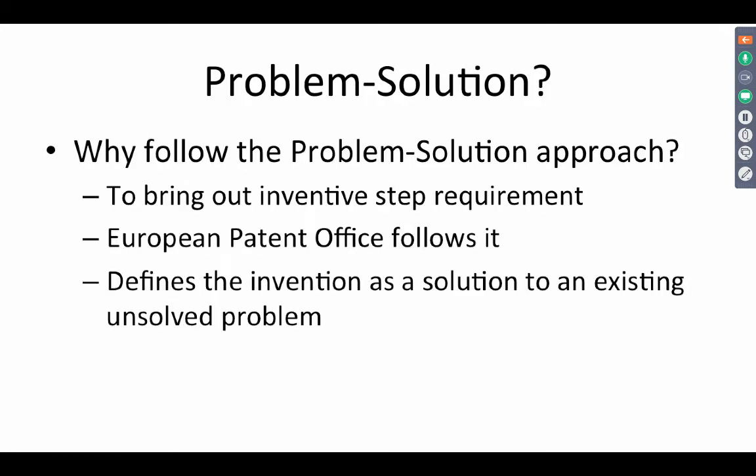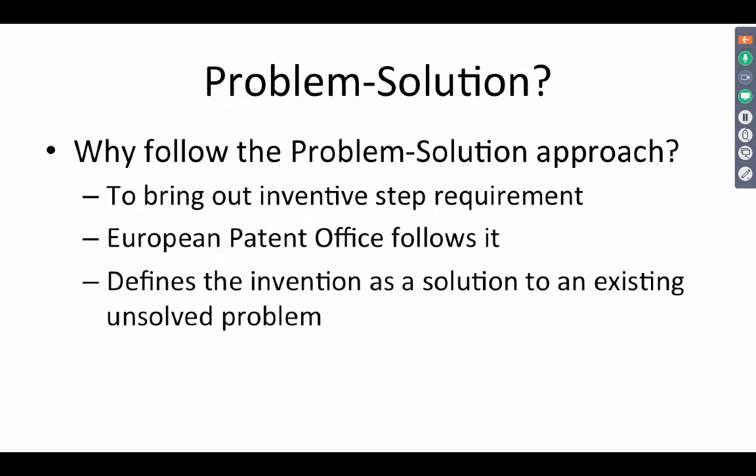Now, why follow the problem solution approach? Now, we have said that there is the problem solution approach and the claim centric approach. The claim centric approach is where you draft the claim first and then you try to broaden the claim to make it cover other embodiments and improvements. The problem solution approach is you look at the description of the invention and see what is the problem that is solved, then pitch the invention as a solution to the problem.